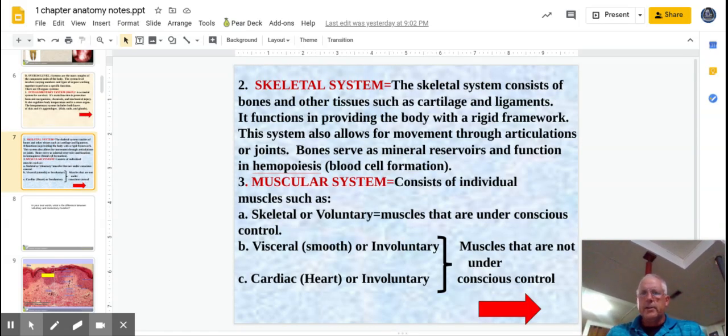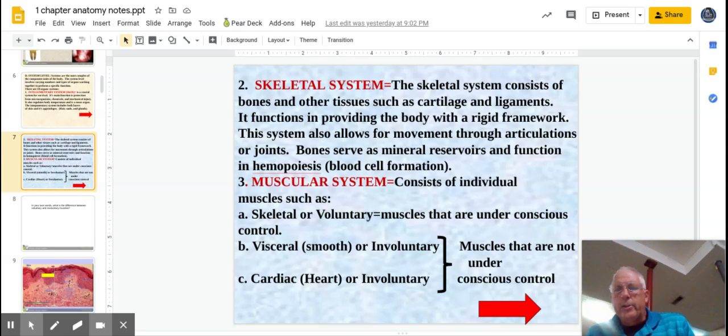The skeletal system, these are 206 bones. We have three tests we'll take eventually on the skeletal system. So again, not going to say much about it other than it's a rigid framework. It allows ligaments and tendons to connect.